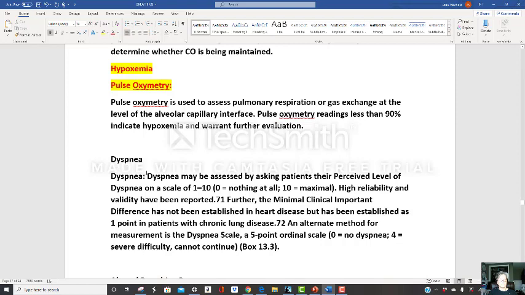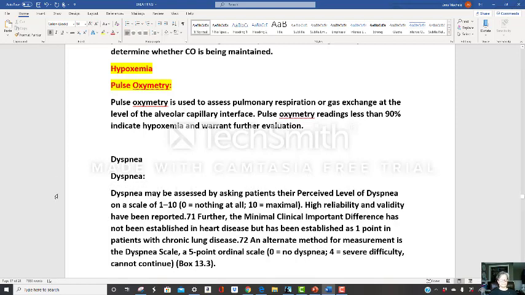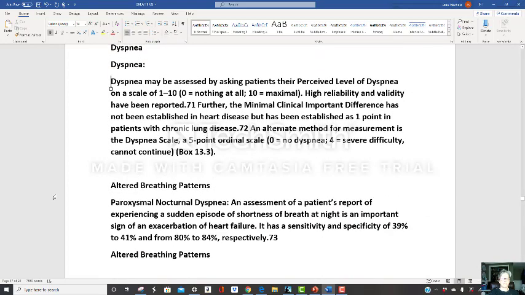Dyspnea. Dyspnea may be assessed by asking patients their perceived level of dyspnea on a scale of 1-10. 0 equals nothing at all. 10 equals maximal. High reliability and validity have been reported further. A minimal clinically important difference has not been established in heart disease but has been established as 1 point in patients with chronic lung disease.